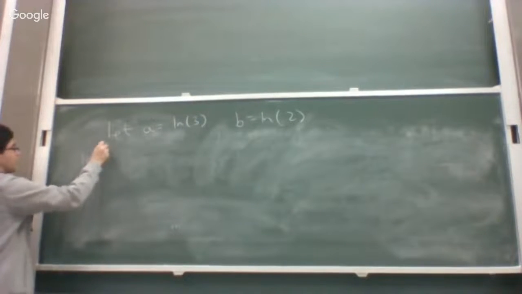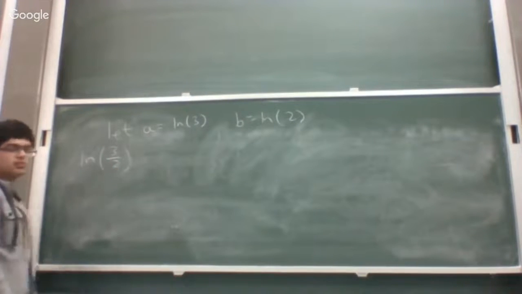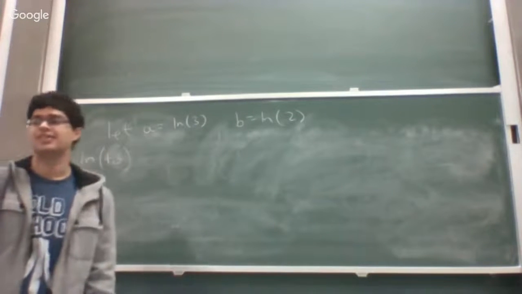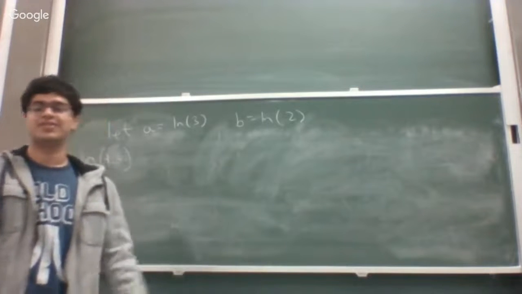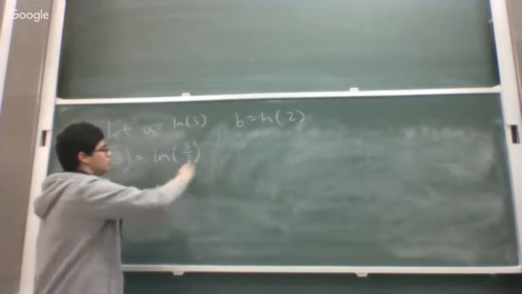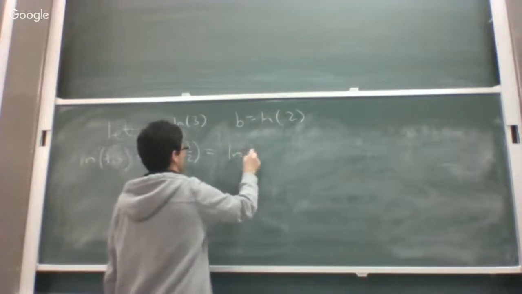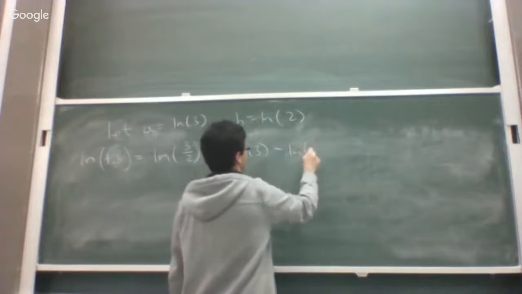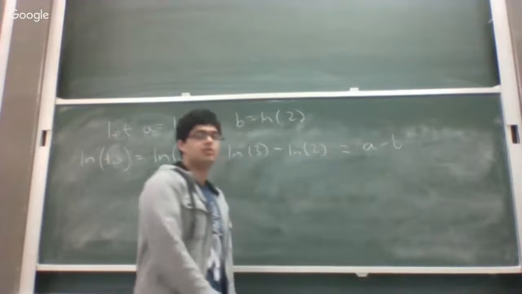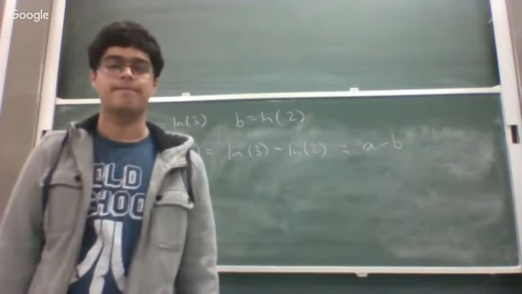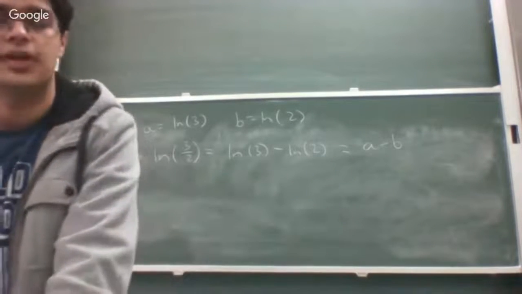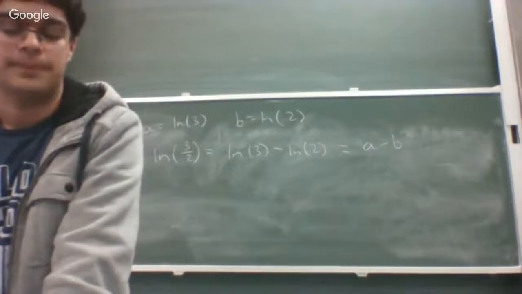Okay. So if I have the natural log of 1.5, what can I do to it? I can convert it to natural log of 3 halves. Then I use the property saying that this is the natural log of 3 minus the natural log of 2. So this is essentially A minus B. Because when they're divided inside, you can subtract them by making 2 separate natural logs.